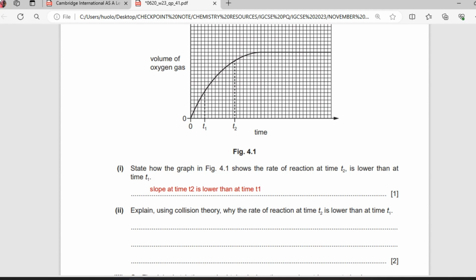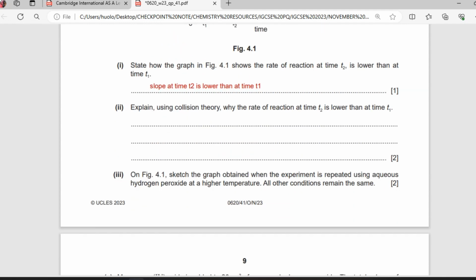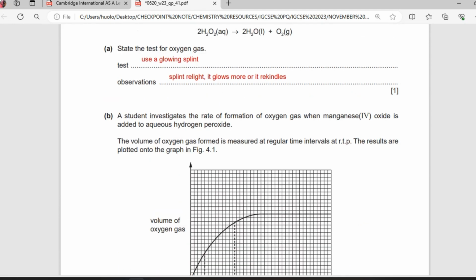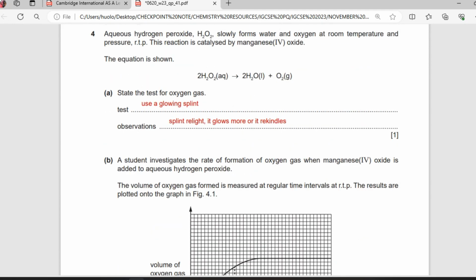That is how we can tell that the rate is slowing down. Okay, now the next question: explain using collision theory why the rate of reaction at time t2 is lower than at time t1. You want to be specific. Here you are told that hydrogen peroxide is the one decomposing. It's a decomposition reaction. So you want to know why the rate is slowing down.